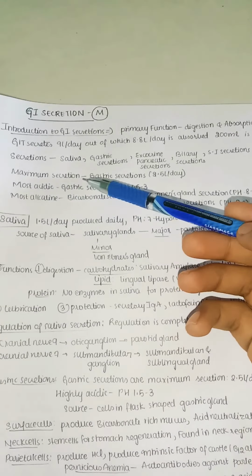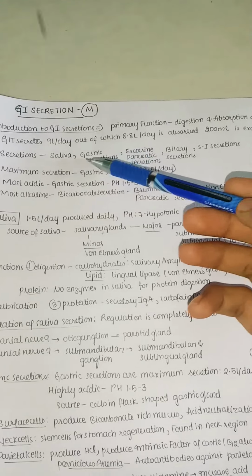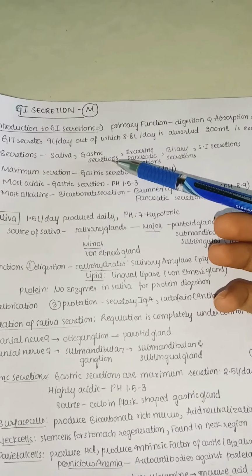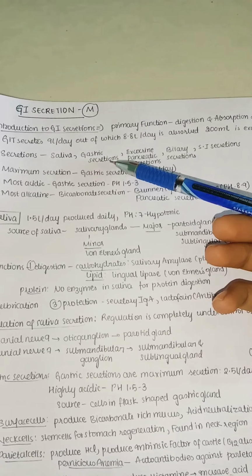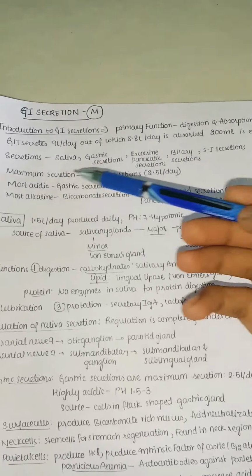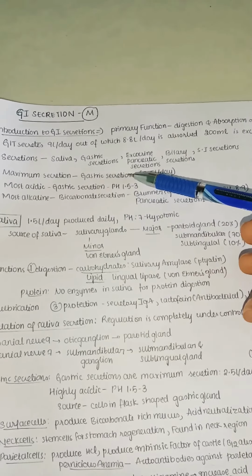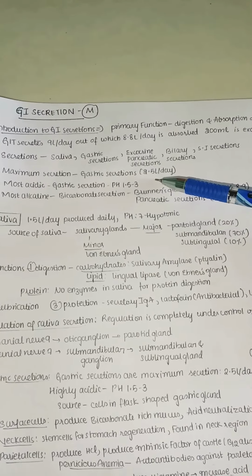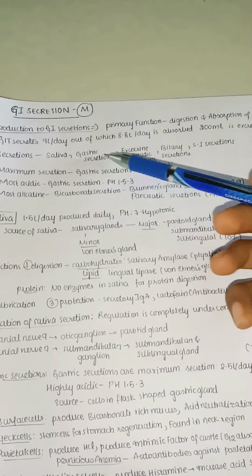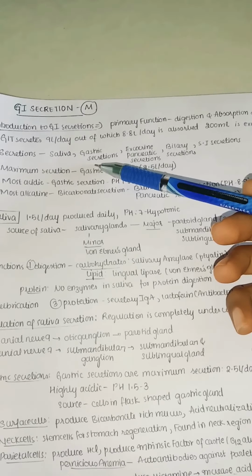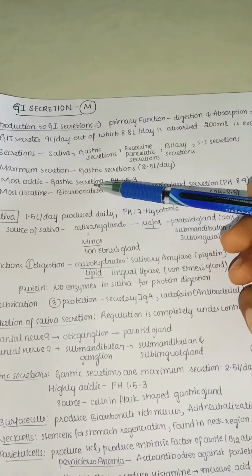So guess the maximum secretion from all this: the gastric secretions from our stomach. When you think GI system, you immediately think stomach, right? So that's how you can remember it. The maximum secretion is from the stomach, the gastric secretions, about 2.5 liters per day. And among these, the most acidic is also of course the gastric secretion, because in the stomach the HCl is produced from our parietal cells.